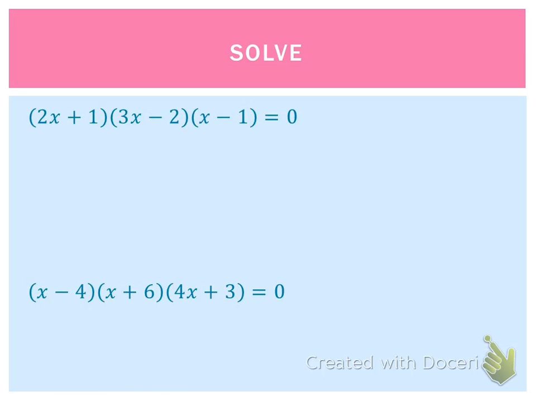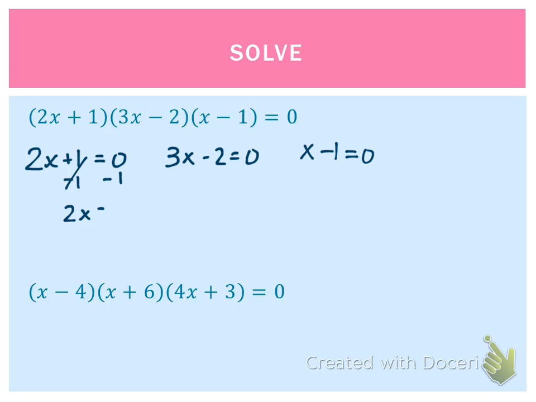Okay, so the next problem, we're doing the exact same thing, only this time I have 3 x's. 1, 2, 3. So I'm going to have how many answers? 3. 2x plus 1 equals 0. 3x minus 2 equals 0, and x minus 1 equals 0. So the first problem, I'm just going to subtract 1. 2x equals negative 1. Divide by 2. X is equal to negative 1/2.